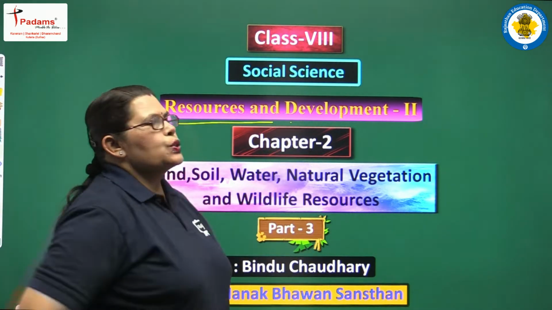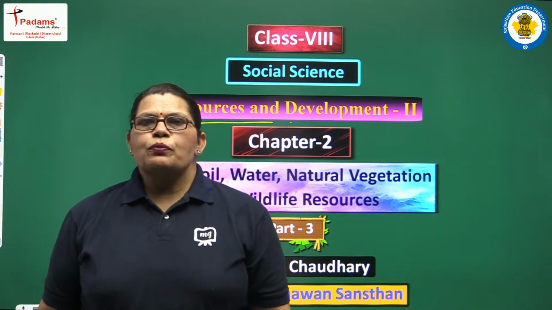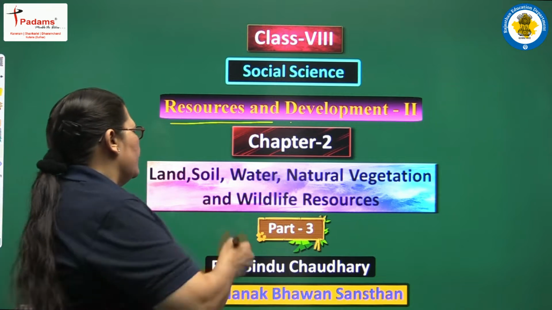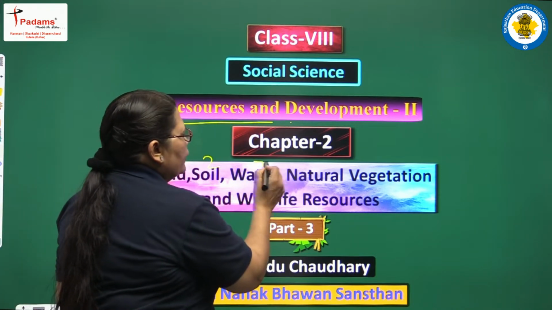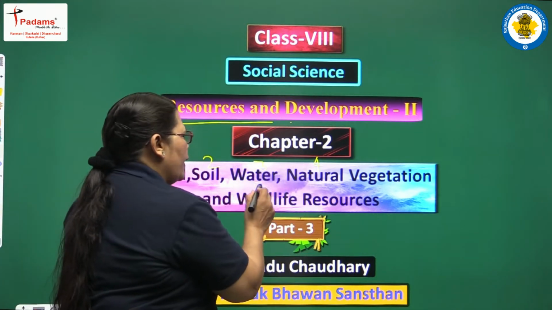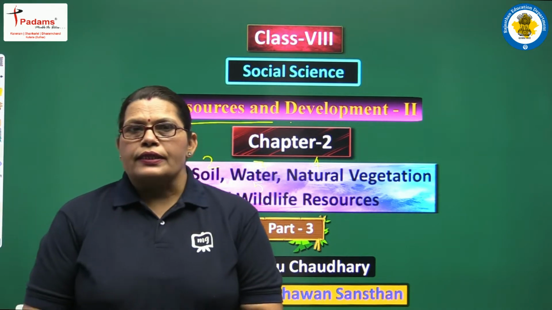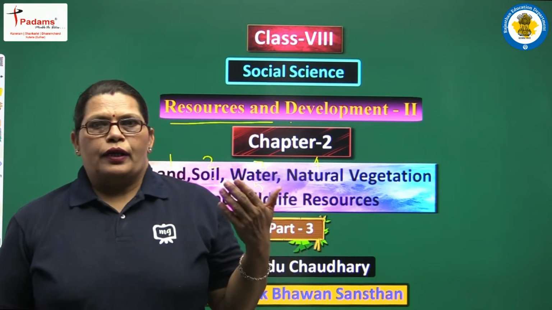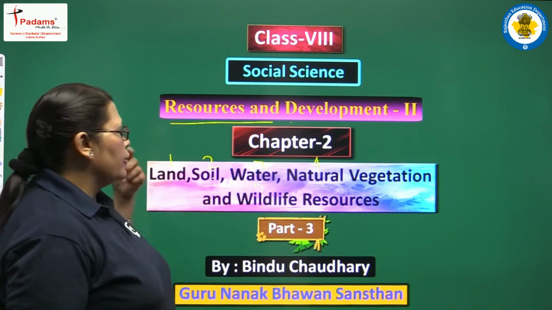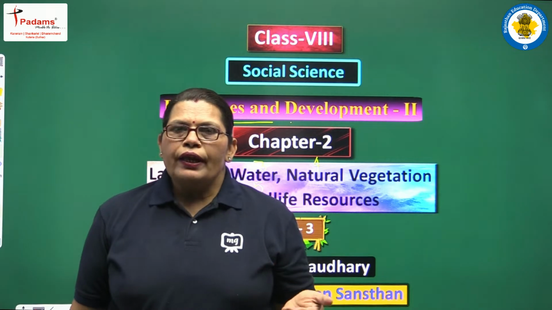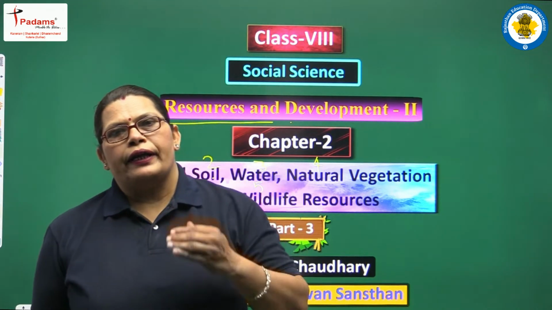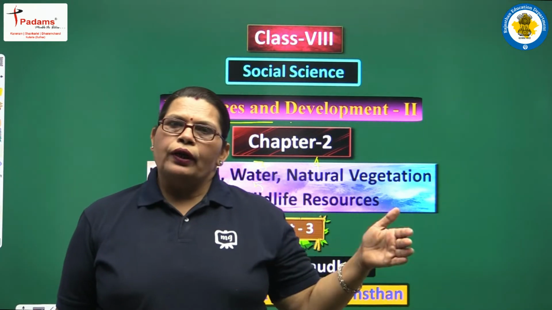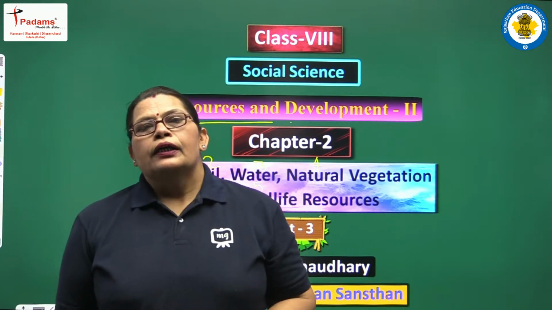The name of the book is Resources and Development, and in this book we are continuing on our chapter 2. The name of the chapter is Land, Soil, Water, Natural Vegetation and Wildlife Resources. In this chapter we are reading about these resources, and in the previous parts we had already discussed the land resource, types of land, and how the population is spread area-wise. So it depends on the land how dense the population is.